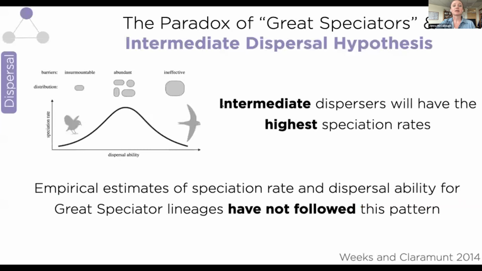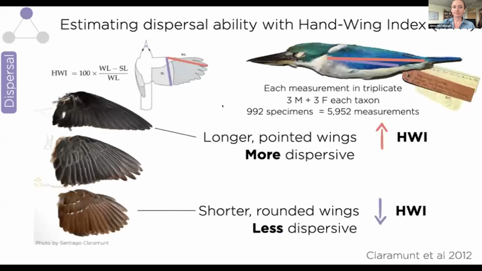Dispersal ability lies at the heart of the great speciator paradox. Too much dispersal ability will contribute to pervasive gene flow, but too little dispersal ability inhibits colonization into islands. Therefore, it is hypothesized that intermediate dispersers will have the highest speciation rates. However, when empirical phylogenies of great speciators were used to test this hypothesis, they did not support this relationship.